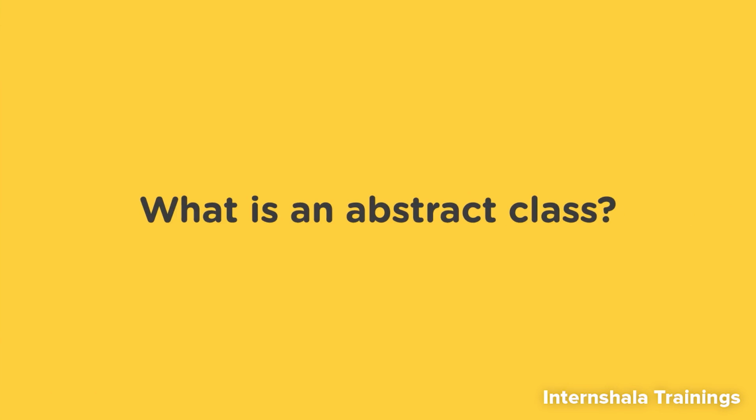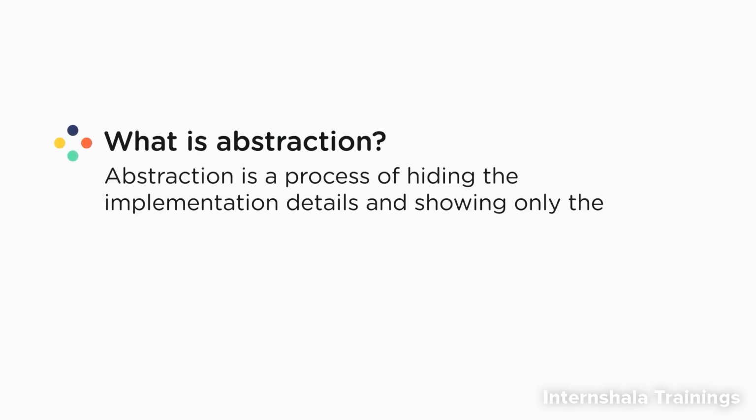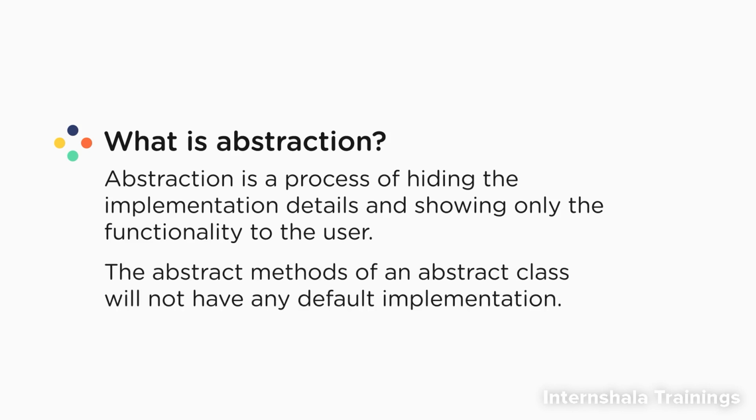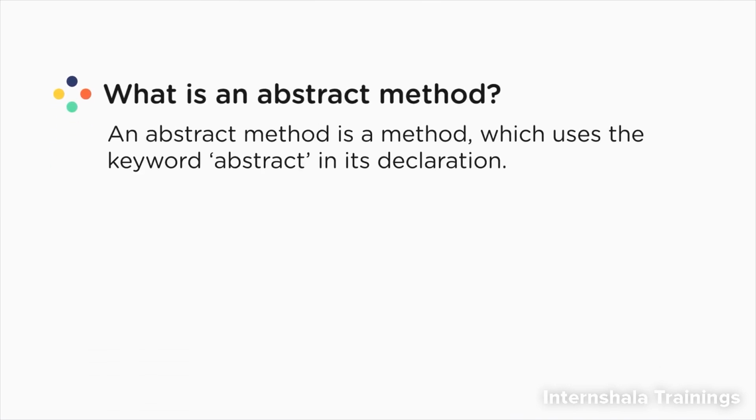Before we answer this question, let's understand the concept of abstraction. Abstraction is a process of hiding the implementation details and showing only the functionality to the user. So basically, the abstract methods of an abstract class will not have any default implementation. Now let's understand what we mean by an abstract method. An abstract method is a method which uses the keyword abstract in its declaration.